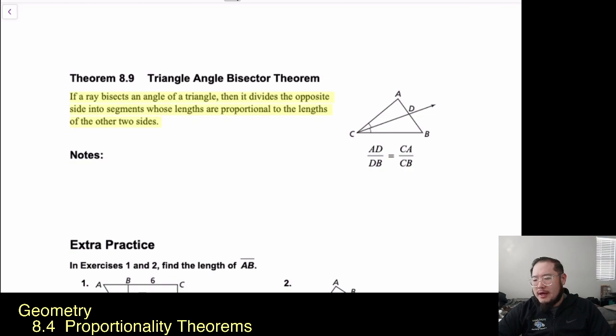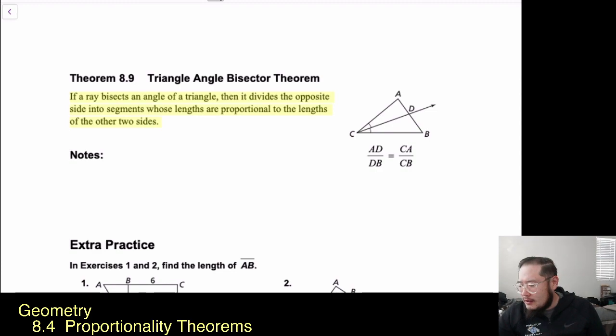Next up, we have Theorem 8.9. We've got the triangle angle bisector theorem. If a ray bisects an angle of a triangle, so we have ray CD, what it's saying is that bisecting the angle divides the opposite side into segments whose lengths are proportional to the lengths of the two sides. So what they're talking about here is this.